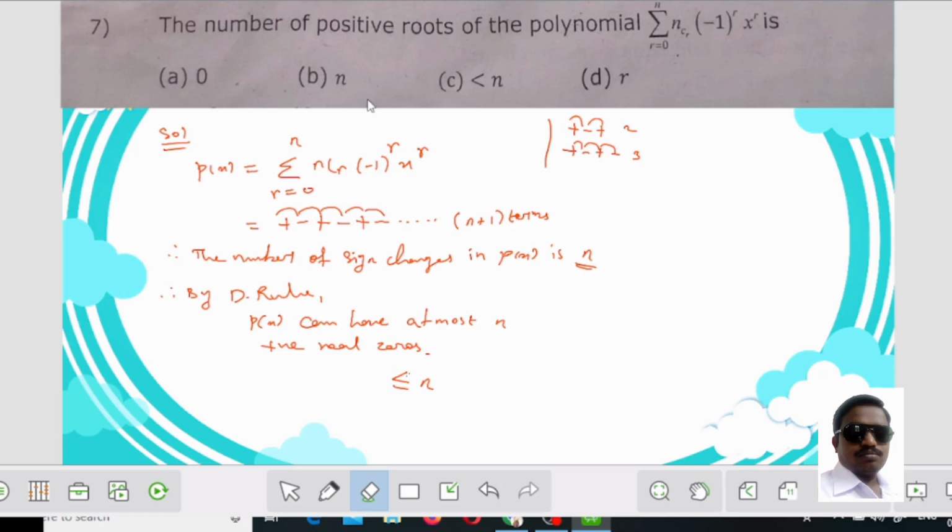There is no option less than or equal to n. There is only one option less than n. It may be a printing mistake. So you write like this, less than or equal to n. Option C will be the right answer. So by the Descartes rule of sign, we may find the upper bound for the number of positive and negative real roots and also complex roots. We are using that Descartes rule of sign to solve this problem. So the answer is less than or equal to n.